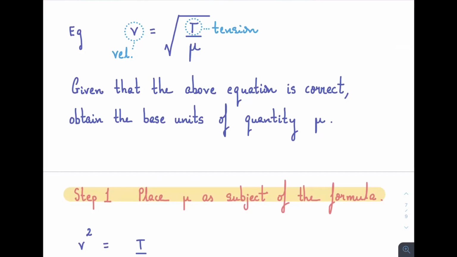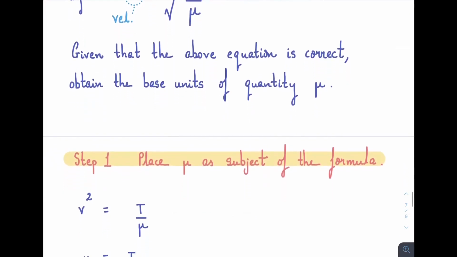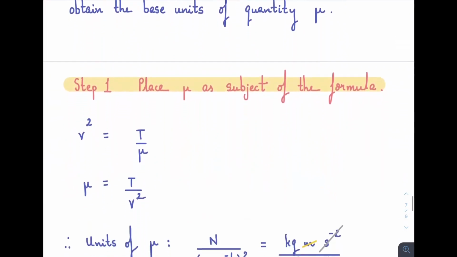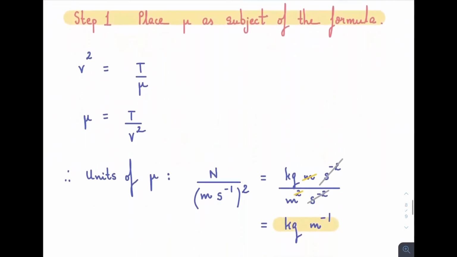The first step in such situations should always be to place the unknown quantity, in this case mu, as subject of the formula. So squaring both sides to get rid of the square root, we get v squared equals T divided by mu. Rearranging for mu subject, we get mu equals T on v squared. Hence, the units of mu are given by the right-hand side of the equation.